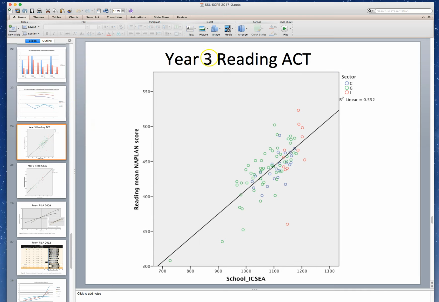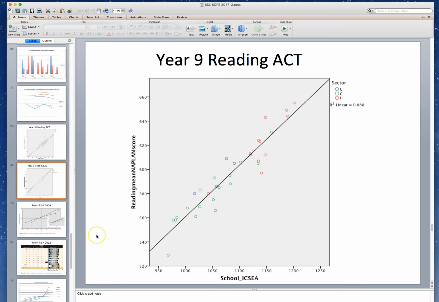So year 3 reading. Okay, kids, year 3 reading is largely influenced by parental background. C is Catholic, G is government, I is independent. You can see even at year 3, the kids at independent schools with a school ICSEA at the top end are performing higher in NAPLAN than kids in, say, government schools and Catholic schools. So there's a social ordering going on even in year 3. And you can see there's a relationship there between school ICSEA and reading scores. So that nice line shows that those two things are related.